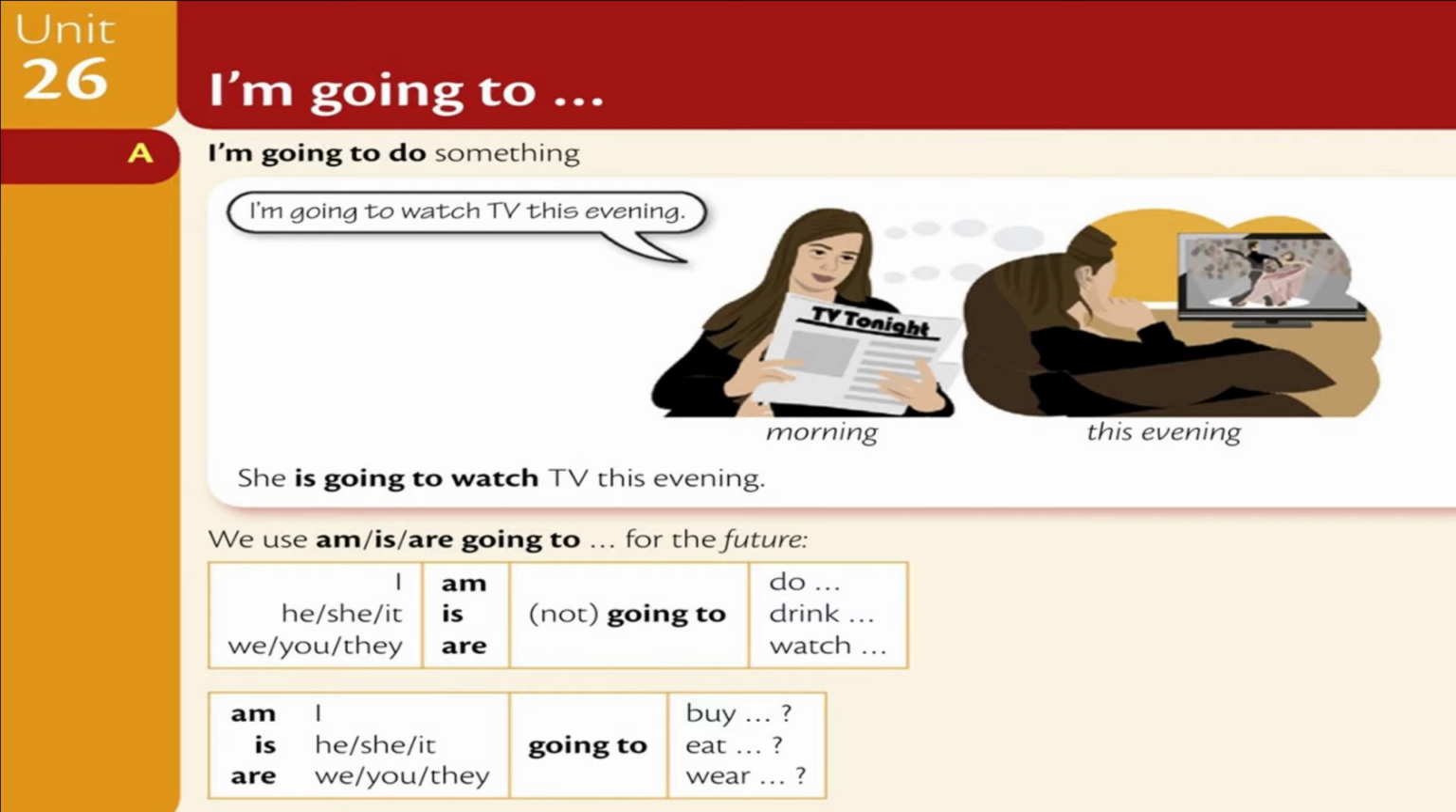He is going to do, he is going to drink, he is going to watch. She is going to do, she is going to drink, she is going to watch. It is going to do, it is going to drink, it is going to watch. We, you, and they follow the same pattern: are going to do, are going to drink, are going to watch.